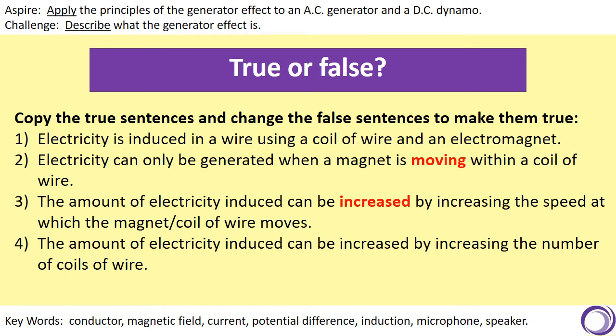The first sentence then was true, so you should have just copied that down, and sentence number 4 was also true. Sentence number 2, we need to change the stationary to moving. Electricity can only be generated when a magnet is moving within a coil of wire, or the coil of wire is moving around the magnet. Either one is true. Number 3, the amount of electricity induced is increased by increasing the speed at which the magnet or coil moves.